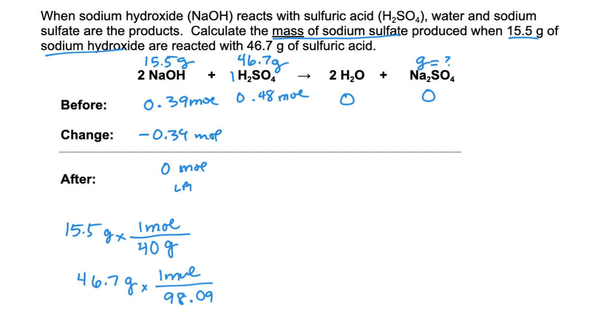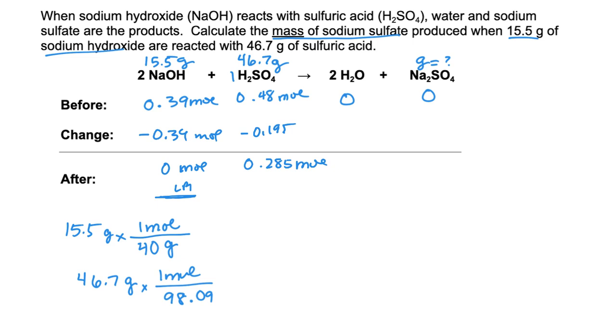I can double check that though. So I take the 0.39 I'm going to use up, divide it by 2 because I need half as much H2SO4. That will use up the 0.195 moles of H2SO4. I had 0.48. I use 0.195, so I actually have 0.285 moles of that left over. So NaOH is my limiting reactant.